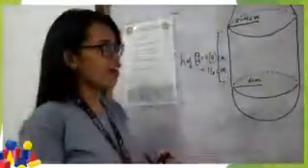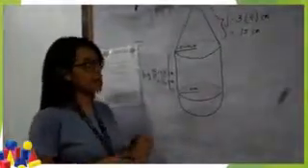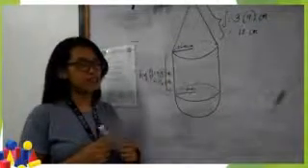So the given are the radius, which is equal to 4 centimeters. The height of the cylinder, which is 8 centimeters. The slant height is 12 centimeters.